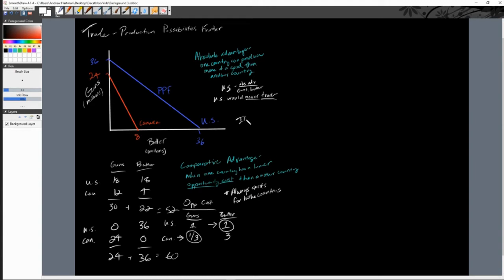With comparative advantage, you do want to always see trade. And if there are gains from trade, which in this case there are, you will see the countries specialize in whatever... you will see countries specialize.